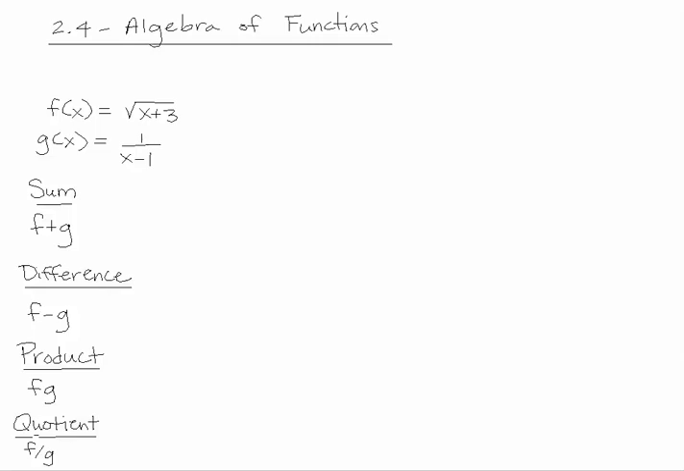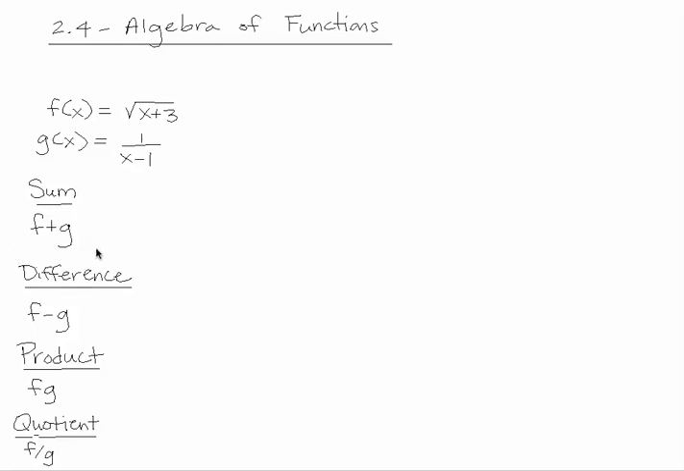In section 2.4, we're still looking at functions. First place we'll look at is doing different operations on these functions. We've got four basic operations that we want to do: sum, difference, product, and quotient. The sum, we're just simply adding the functions. Difference, we're subtracting. Product, we're multiplying. And quotient, we're dividing.